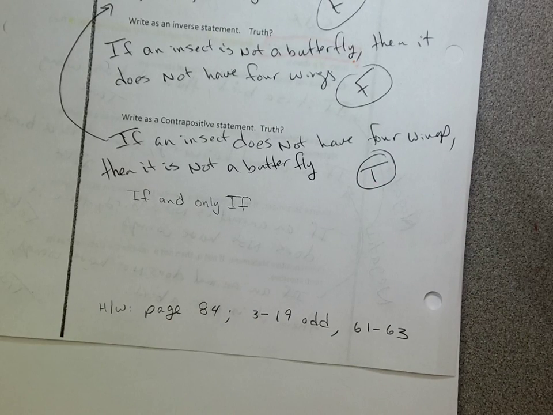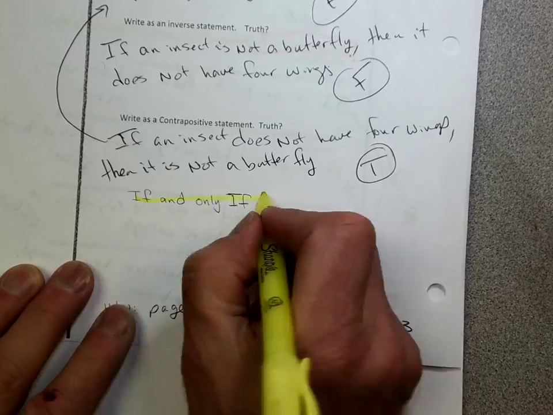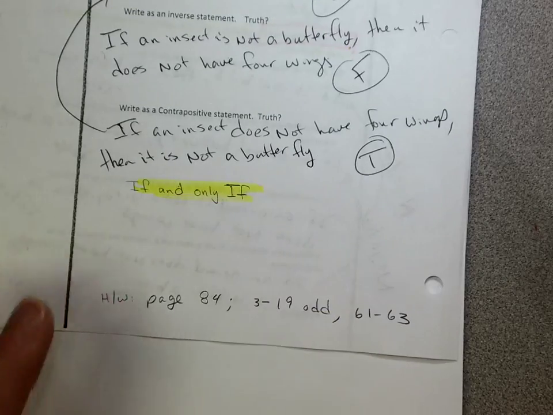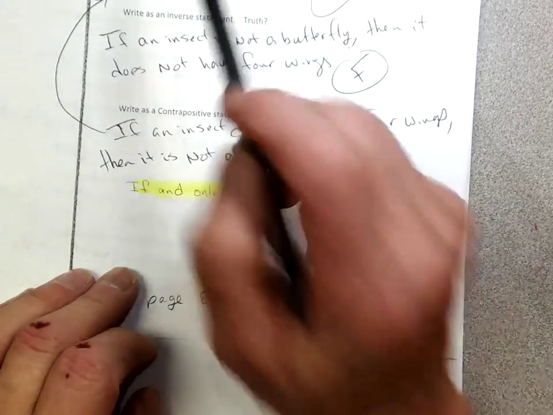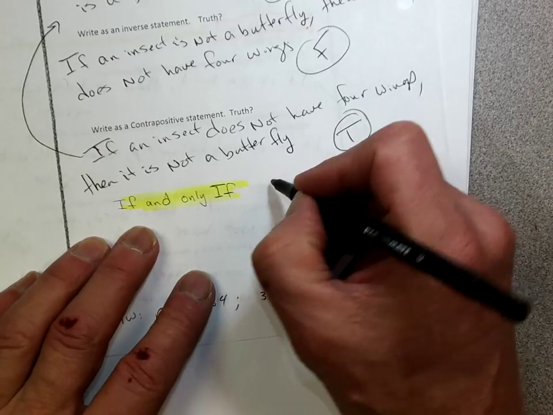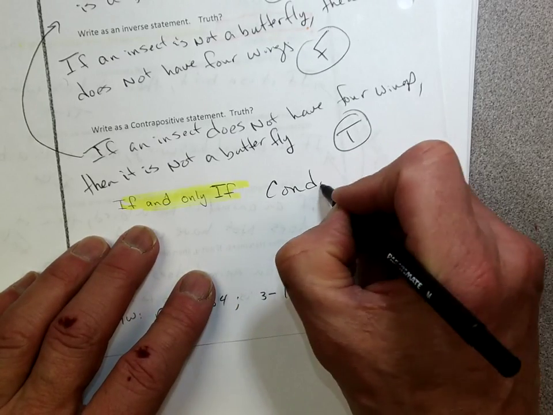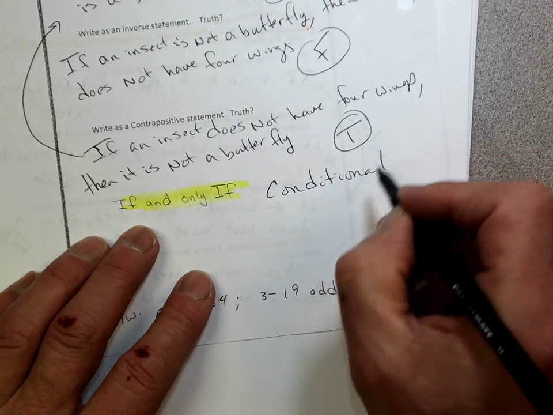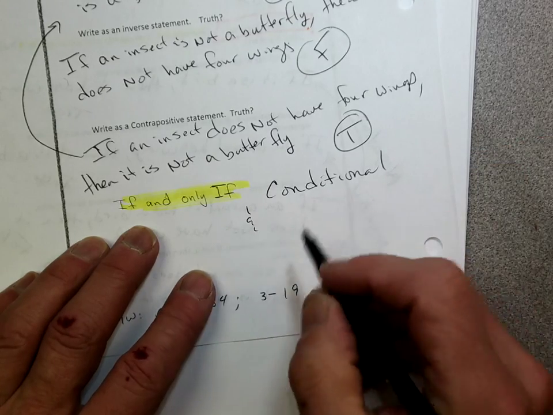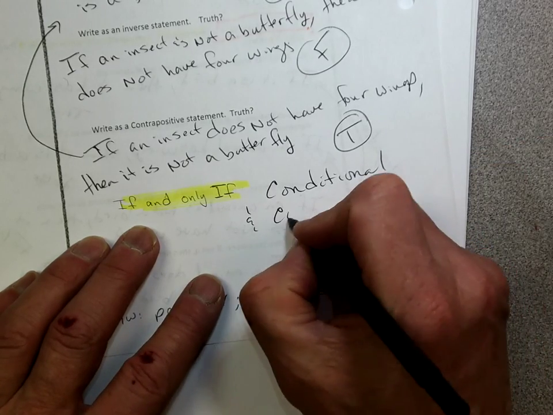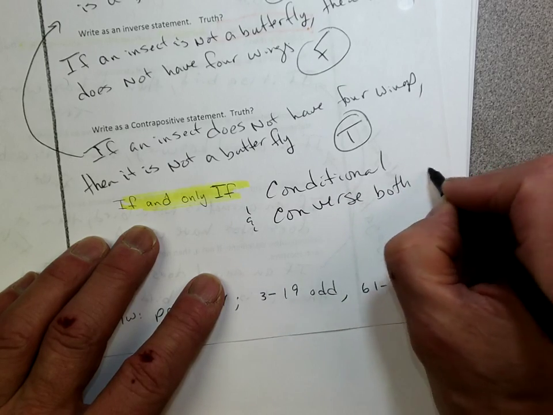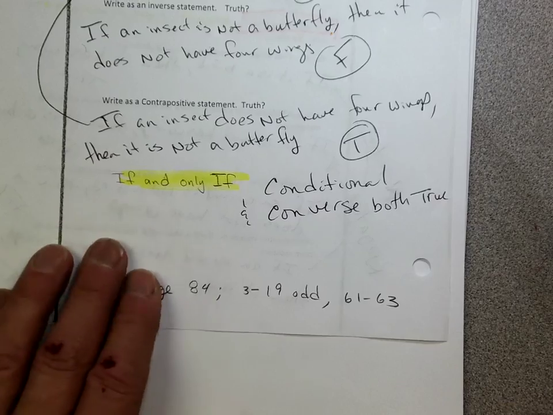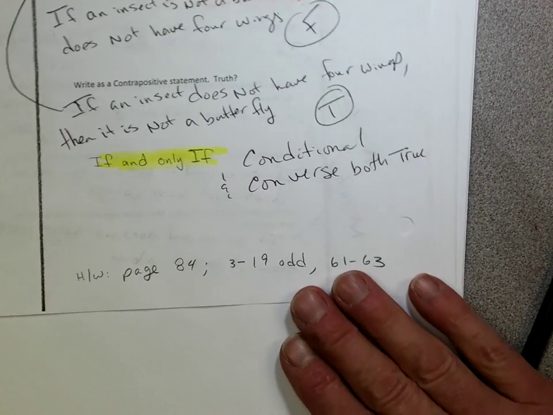Here we go. If and only if, right? So last one. Highlight that, underline that. If and only if statement. So if the original conditional and its converse are both true, we're going to write an if and only if statement, okay? I'll give you an example of one, okay?